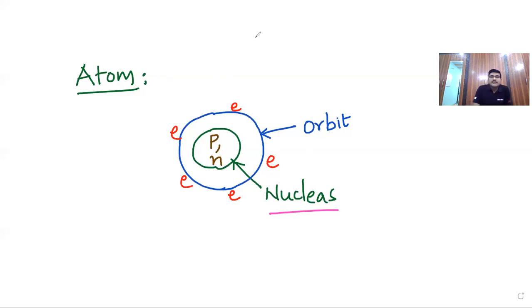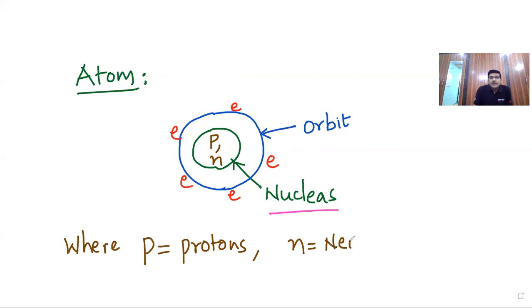Here I clearly write, where P stands for proton and N stands for neutron. Clear? E stands for electron. E stands for electron. Clear?